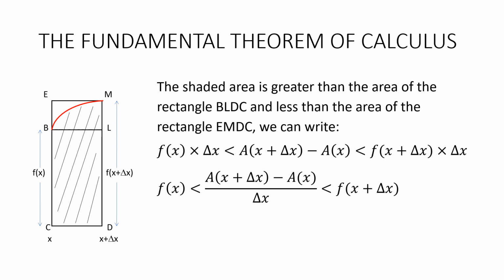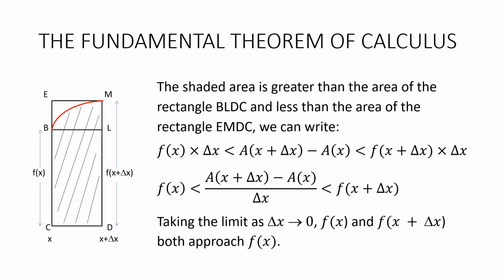Now here's the tricky part. We're going to take limits. Taking the limit as delta x approaches 0, f of x and f of x plus delta x are both going to approach f of x. In effect, this is going to squeeze together. As delta x gets closer and closer to 0, that's getting closer to f of x until we actually get equality. So if this side's equal to f of x and this side is equal to f of x, then the limit of this must equal f of x.